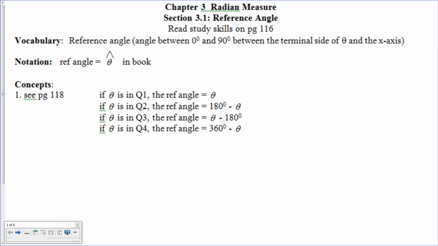If we're looking at section 3.1, which is reference angles, what we did was take the first chapter, which covered identities like the reciprocal identity, the ratio identity, and the Pythagorean identity. We made proofs with it. We did substitutions. We drew angles in standard position. And then we moved from that chapter on to chapter 2.